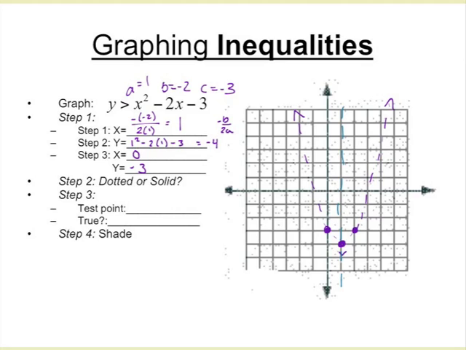Then I need to pick a test point. I'm going to pick 0, 0. And I plug that into the inequality. And I get 0 is greater than 0 minus 0 minus 3. Which is true. 0 is greater than negative 3. So that means I want to shade 0, 0, which is on the inside. So I'm going to shade the whole inside.